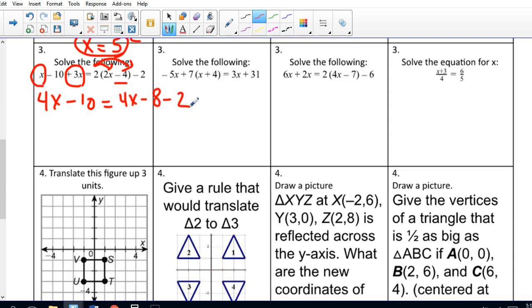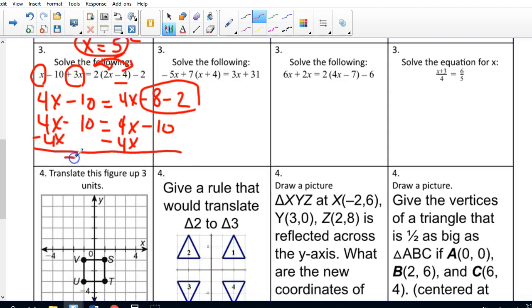Bring down that negative 2. We didn't do anything with it yet. But we do need to further simplify because we have a negative 8 minus 2 constant terms. So 4x minus 10 is equal to 4x. Negative 8 minus 2 is minus 10. Now here, I notice that both sides are already the same. So I know that this is a special solution. But I'm going to go ahead and show you why I know that it's a special solution and why I know what the solution is.